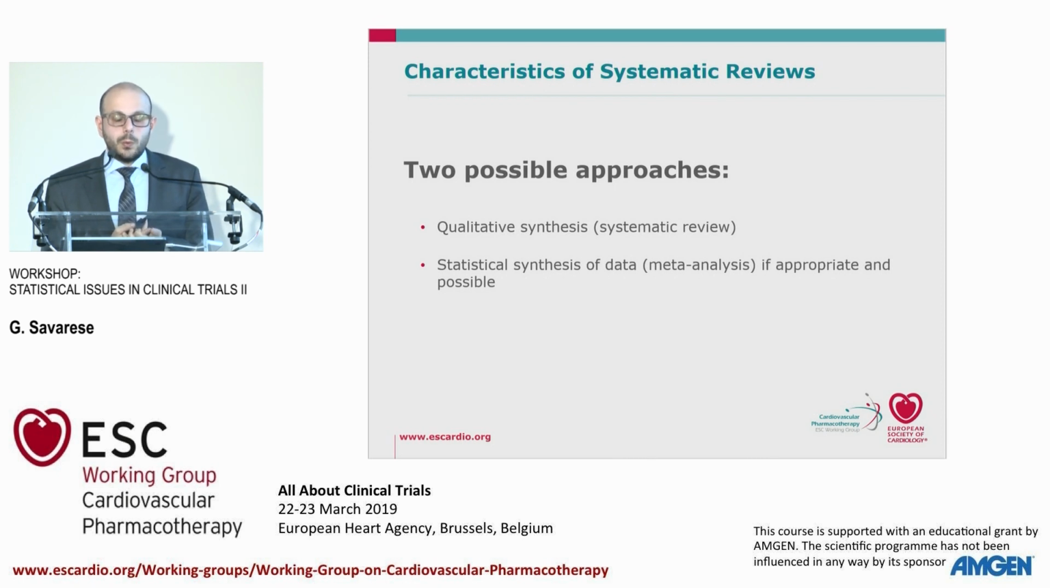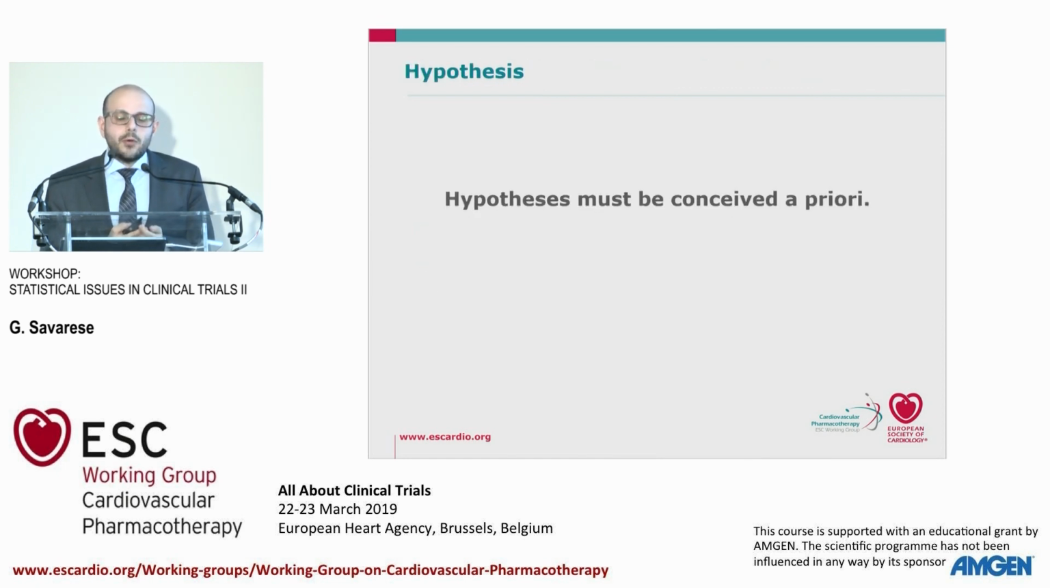When we plan a systematic review, there are two possible approaches. The first one is to perform only a systematic review, which is a qualitative synthesis. This means that we just describe the studies that we have identified by a literature search. And the second one is to perform statistical synthesis of the data, which is called meta-analysis. But this is not always appropriate and possible. We will see when this is possible. The hypothesis when we want to plan a systematic review and the meta-analysis has to be conceived a priori, which is similar to what we do for all the different types of studies.